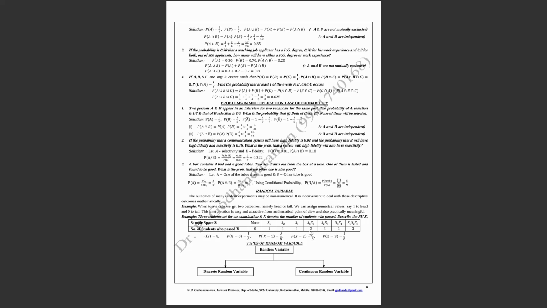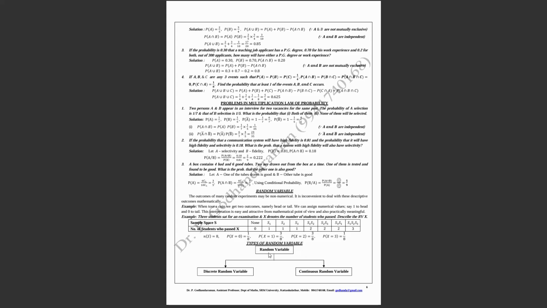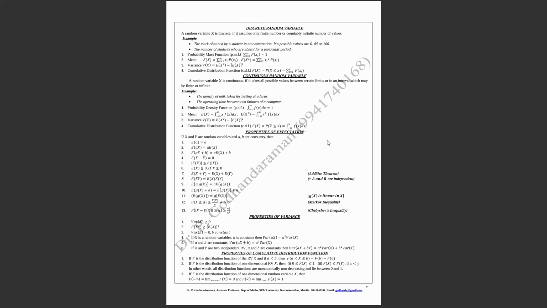Next, we can see what the types of random variable are. Here, there are two types of random variable: the discrete random variable and the continuous random variable. First is the discrete random variable. A random variable X is discrete if it assumes only a finite number or countably infinite number of values. This is the basic definition of the discrete random variable.